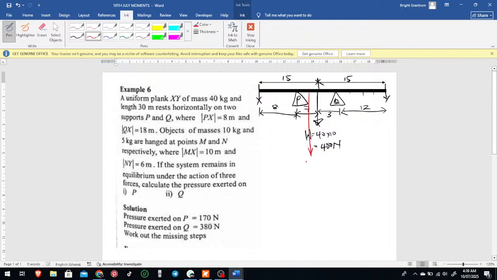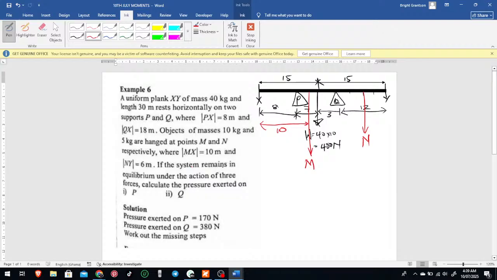So this is the weight of M. Right. From here to here is 10 meters. And what else? N is 6 meters. So 6 meters from here. This is 6 meters.